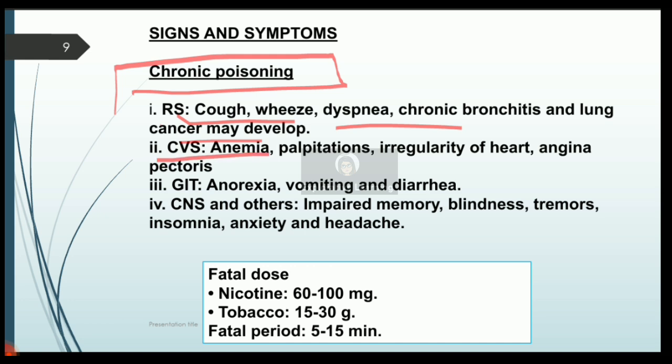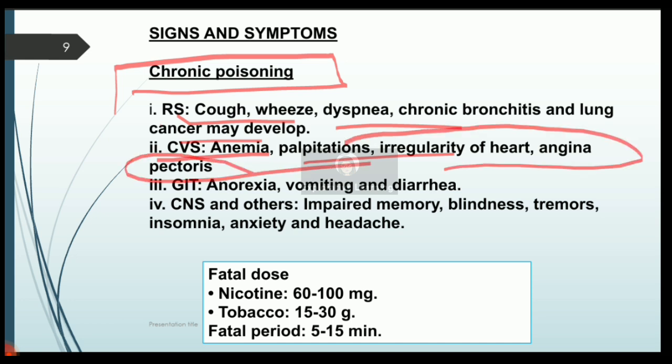Then, in the CVS, cardiovascular system, a person may observe heart palpitations, anemia, irregularity of heartbeat, and angina pectoris, meaning heartburn. Then again, somewhat similar symptoms: vomiting, diarrhea, and anorexia. Then in the CNS and others, some blindness, tremor, the shakiness, and insomnia, sleeping sickness, anxiety, along with headache.